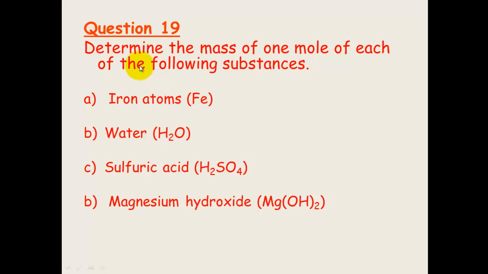Question 19. Determine the mass of 1 mole of each of the following substances. So I've got iron atoms, water, sulfuric acid, and magnesium hydroxide. You can have a go at these now, and I'm going to do the worked solutions to the first 2. So pause the video, see how you go.